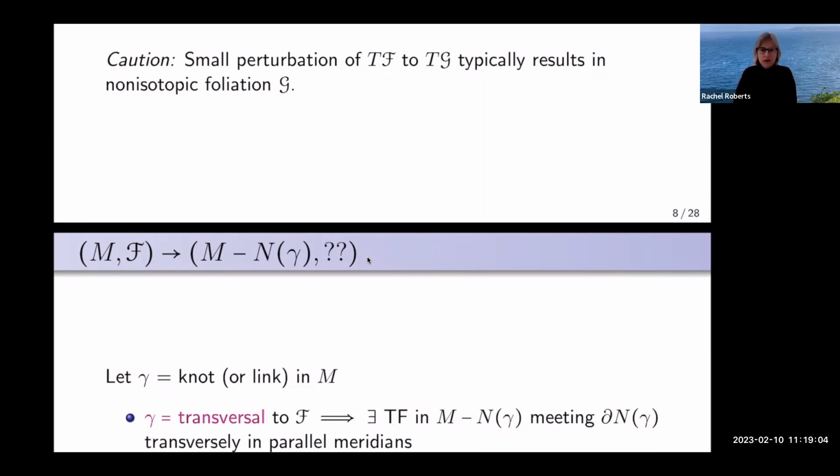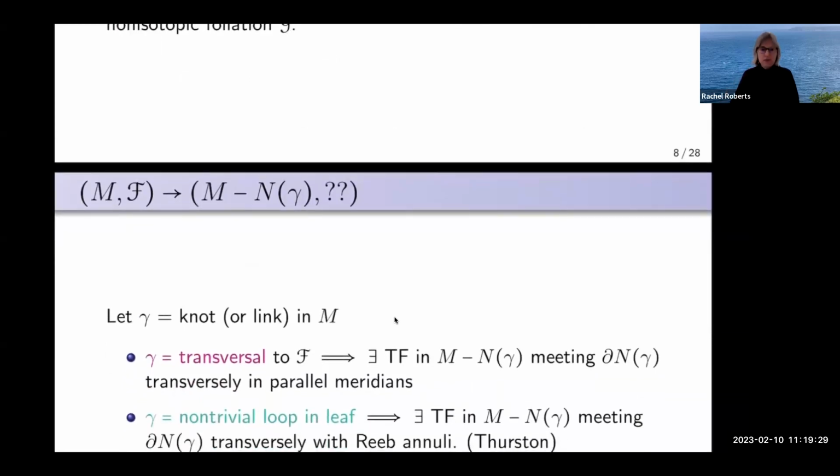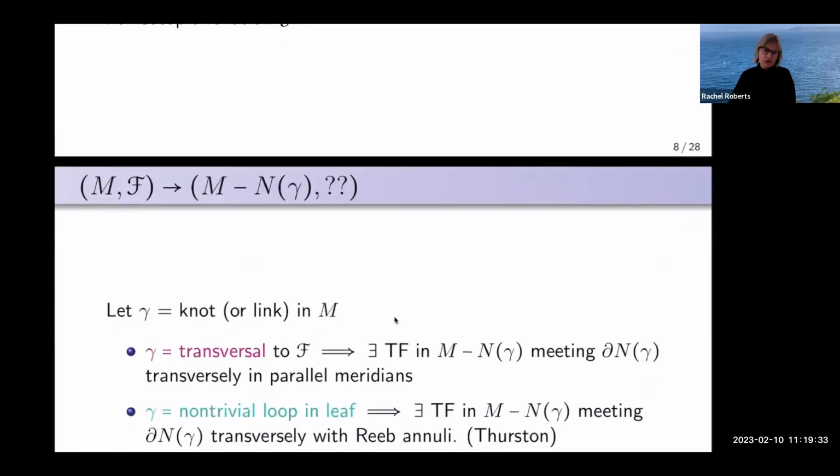So in this case, if I know I have some foliation in my manifold M, and I take a transversal to that foliation, I'm going to see the foliation with my removed solid torus. I'm going to just see something that meets the boundary transversely in parallel meridians. And another possibility is that gamma is tangent to the foliation. So gamma is isotopic to a non-trivial loop in a leaf. And in this case, again, I'm going to be able to see the fact that there existed a foliation in M from the manifold that I've obtained by removing the knot.